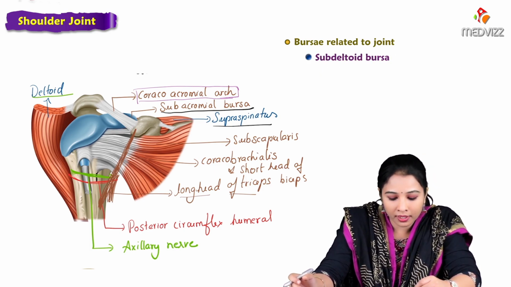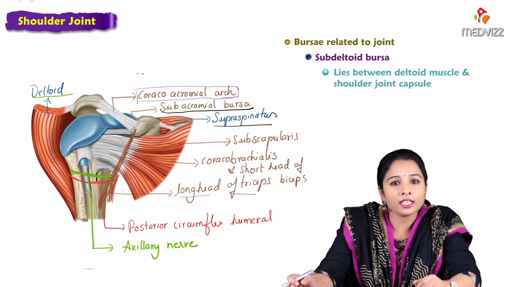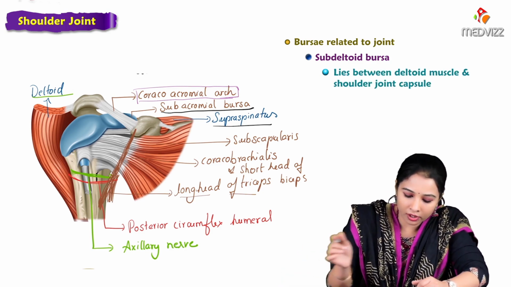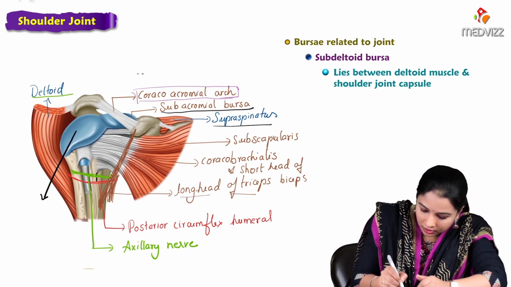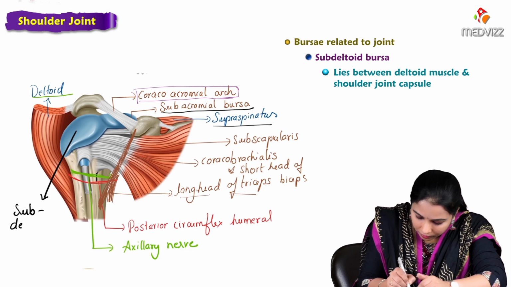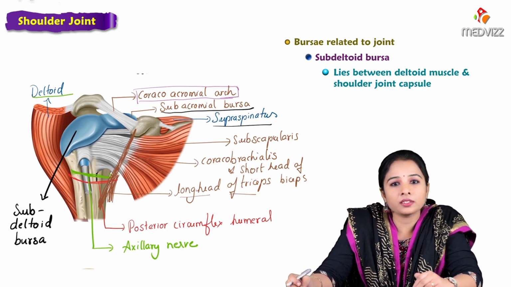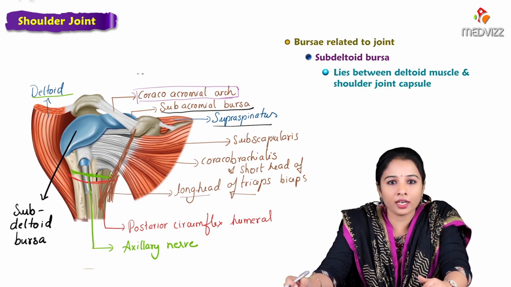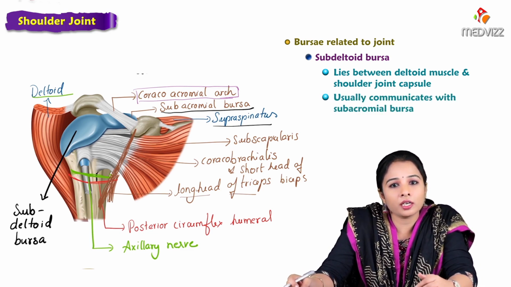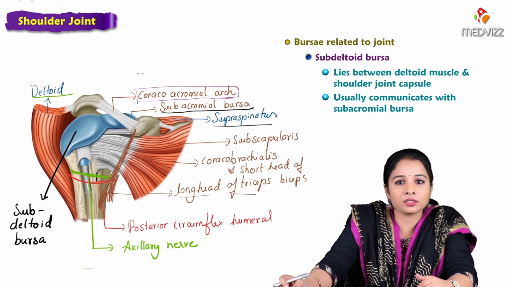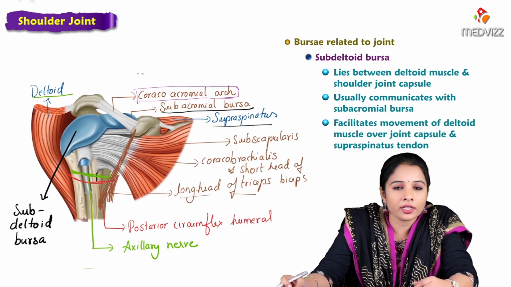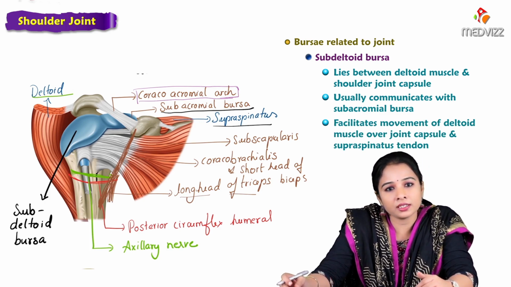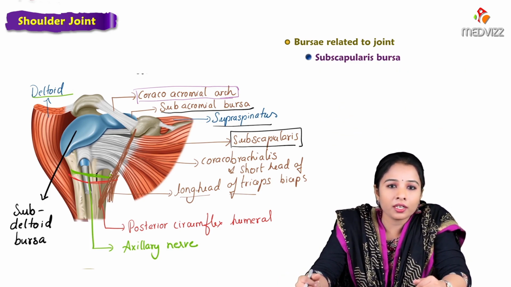Next is the subdeltoid bursa. It lies between the deltoid muscle and the shoulder joint. This is the deltoid, we already know. So this is the subdeltoid bursa, as it lies between the deltoid and the shoulder joint. Usually it communicates with the subacromial bursa and facilitates the movement of the deltoid muscle over the joint capsule and the supraspinatus tendon.